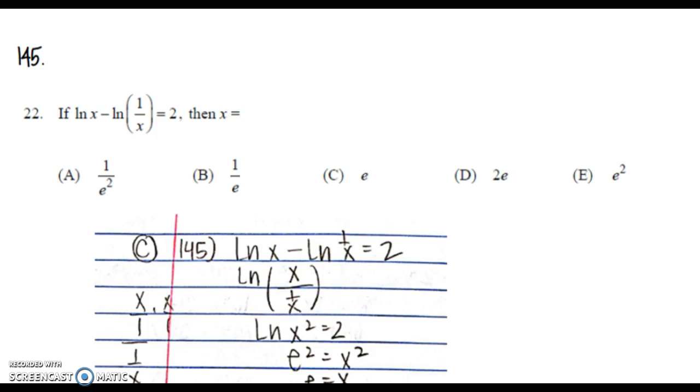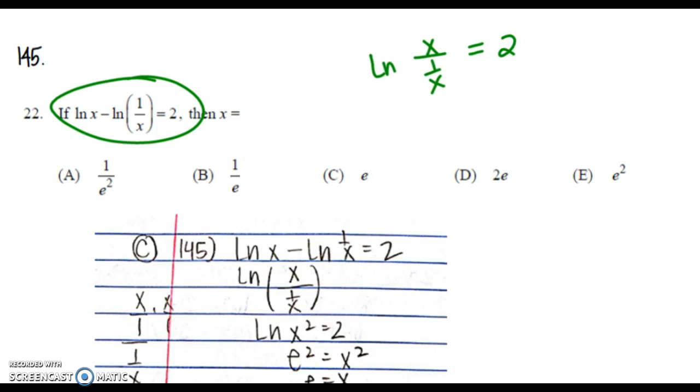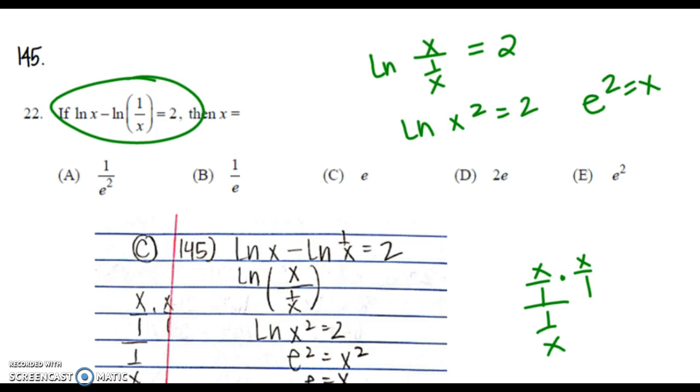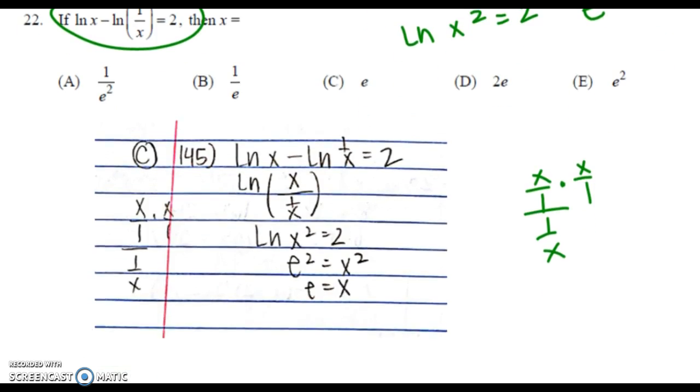Oh, this is a nice little log expression. So you have this guy. Use your laws of logs to rewrite it as 1 log. And simplify this guy out, and that's actually x squared, because this is x over 1 divided by 1 over x multiplied by the reciprocal. So you get x squared. So you're going to get e squared equals x squared when you switch forms. Take the square root of each side, and you will see that e is equal to x.